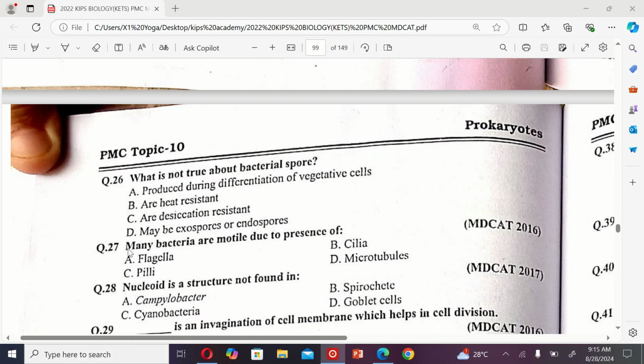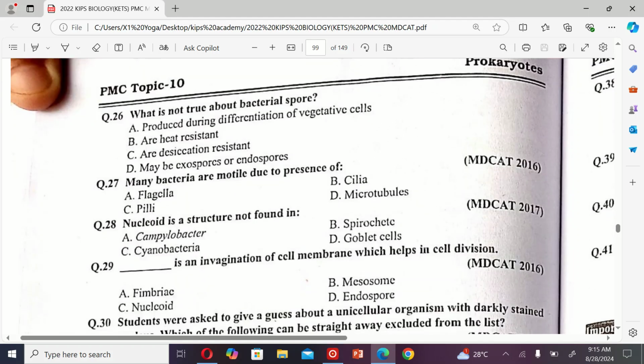The next MCQ is: many bacteria are motile due to presence of A. flagella, B. cilia, C. villi, and D. microtubules. So the correct option is A. Flagella. The next MCQ is: nucleoid is a structure not found in A. Campylobacter, B. Spirochetes, C. Cyanobacteria, and D. goblet cells. So the correct option is D. D is the correct option.